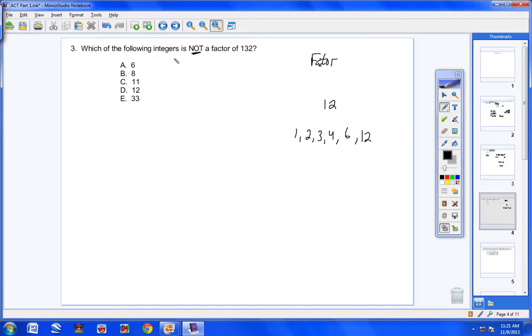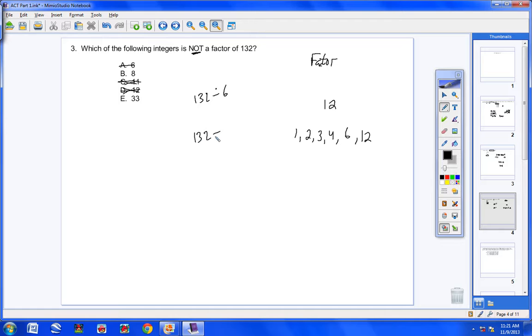Now, let's go back over here. Which of the following integers is not a factor of 132? Well, look, students, either you're really good with your math in your head or you're not. But I can tell you right now, 11 times 12 is 132. So I know 11 and 12 both go into 132. And I can pretty much see in my head quickly that 6 goes into 132. It goes in 22 times. So you can quickly eliminate a couple of them by looking, and then with your calculator, just take 132 and divide it by 6. See if it comes out even.